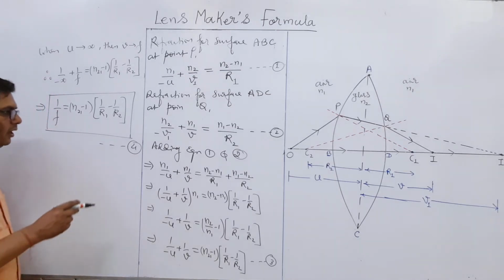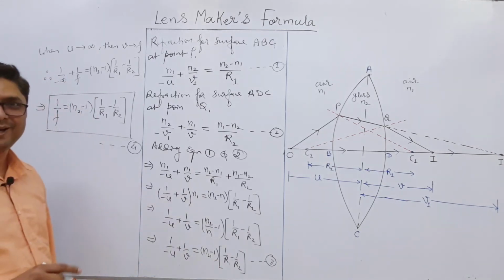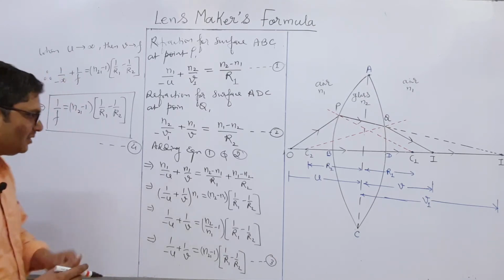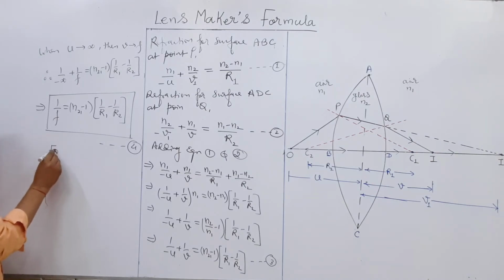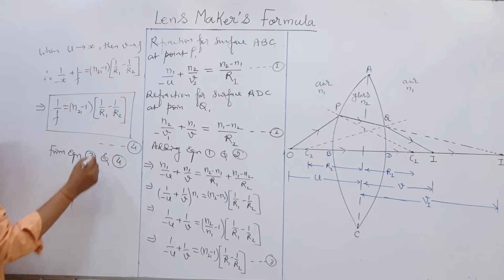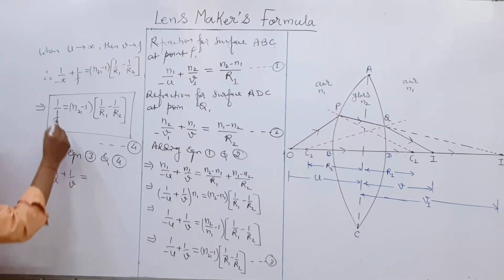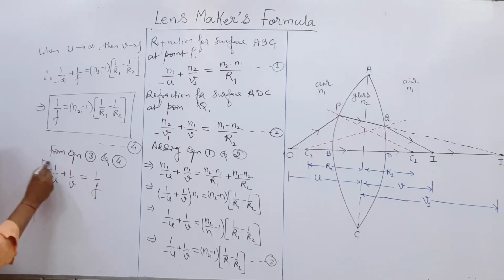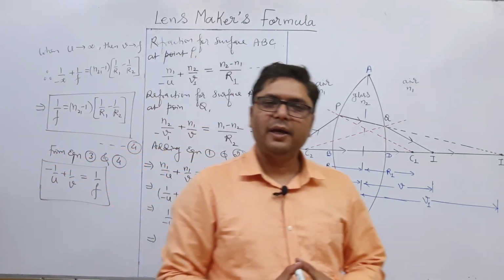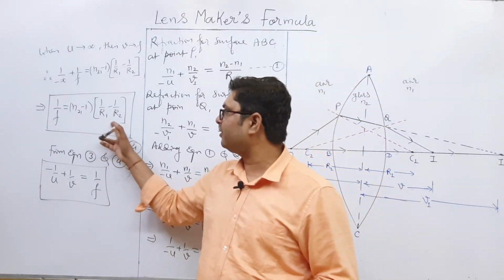Now further, if we equate equation number 4 and equation number 3, then we also get the thin lens formula. So we can deduce the thin lens formula from the derivation of the Lensmaker formula, from equations 3 and 4. What we have? Here we have 1 by minus u plus 1 by v, and here you have 1 by f. This is the thin lens formula. Thus, the Lensmaker formula is the relation between focal length, refractive index and radius of curvature.